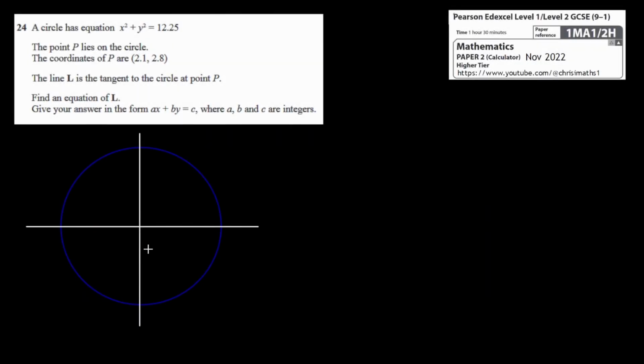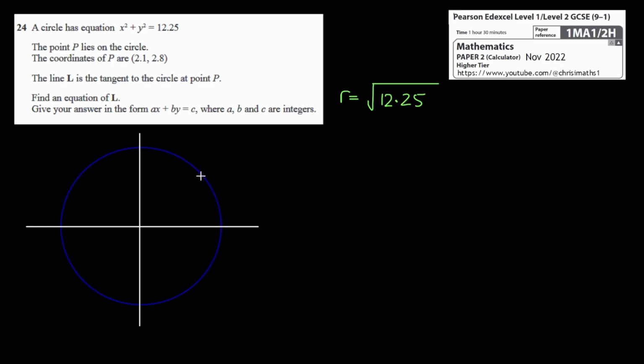Okay, I've just drawn a rough sketch of a circle. I know the circle is center origin and the radius is the square root of 12.25. So I know that r of the circle is equal to the square root of 12.25. Now, that may or may not be useful, but let's pop it there.